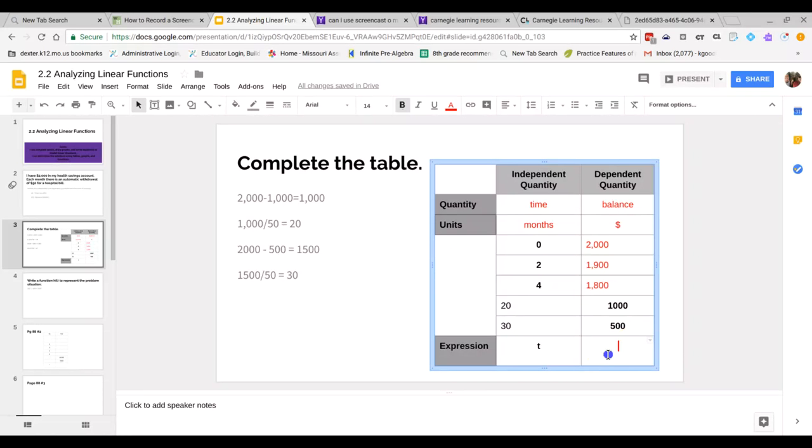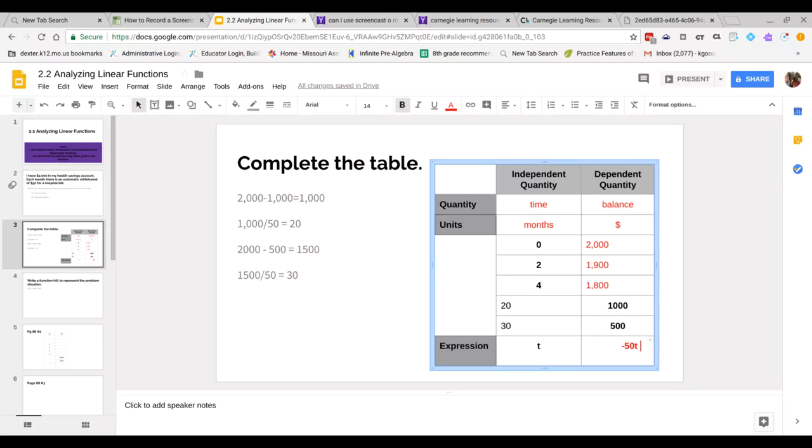Okay. Now we need to come up with the expression. Well, previously in section 2.1, it was always the rate of change times the independent quantity. That's the same thing you do here. You take the rate of change and multiply it by the independent quantity, because each month they're taking away $50, so that would be 50t. But since they're taking away 50, we put negative 50t, because they are withdrawing $50 each month. My balance is decreasing, so we do negative 50t.